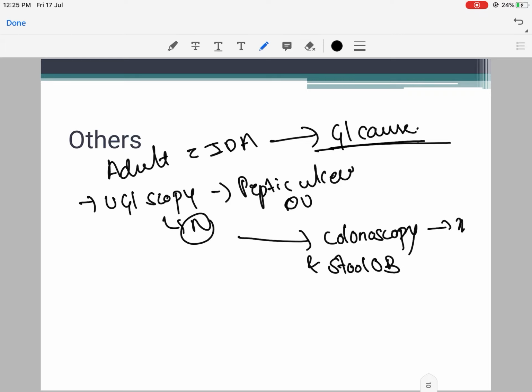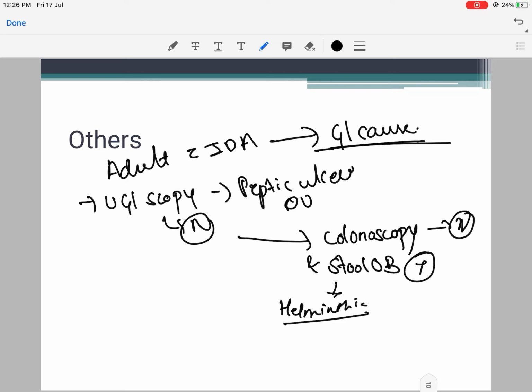If the colonoscopy is normal and stool occult blood is positive, it could be because of helminthic infection, that is Ancylostoma duodenale or Necator americanus. So you can investigate for ova and cysts or directly treat for it. Most commonly, what we do is directly treat for it.